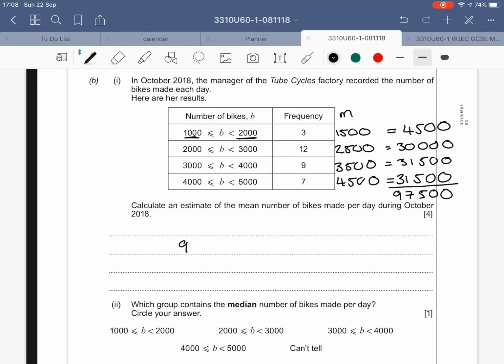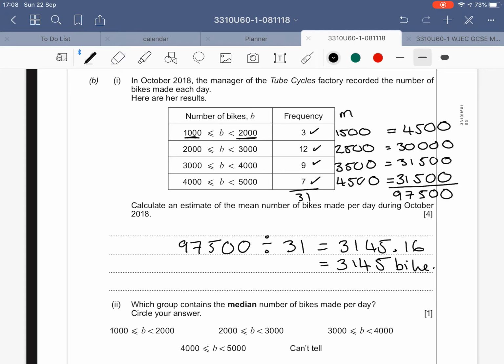97,500, and now obviously it's the mean, so the mean is the total divided by how many there are. It's not 4. A lot of people would just assume because there's 4, we divide by 4. It's obviously divided by the total frequency, which is 31, the number of days in October, which is 3,145.16, obviously kind of 0.16 of a bike. If you put that though, they would be fine with that, which is 3,145 bikes.